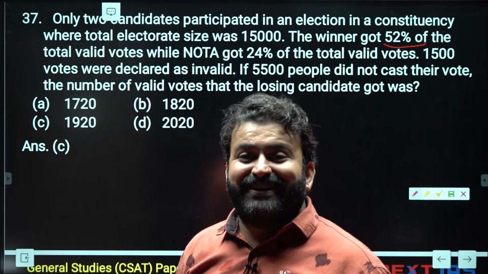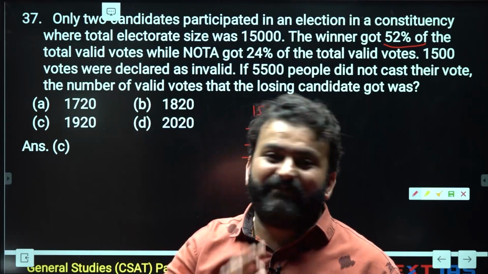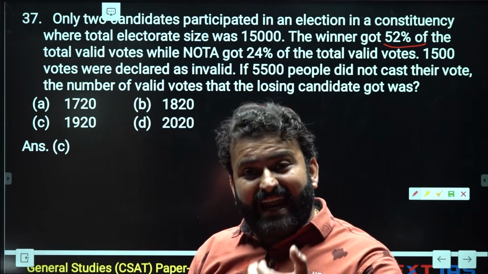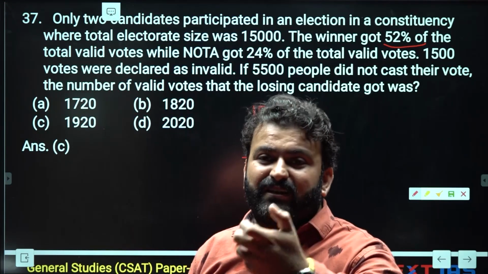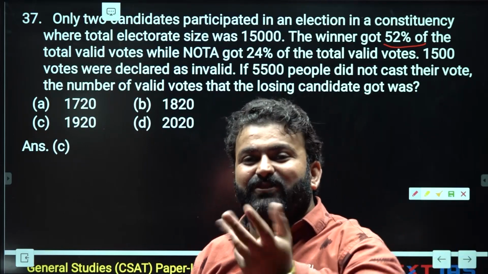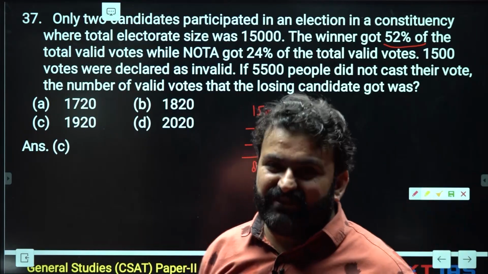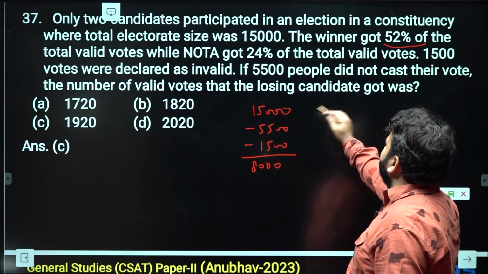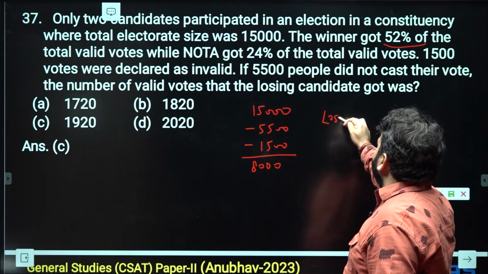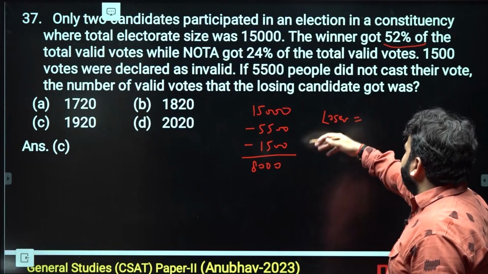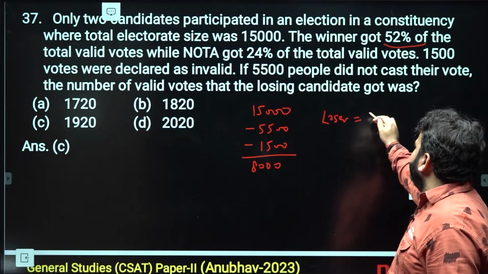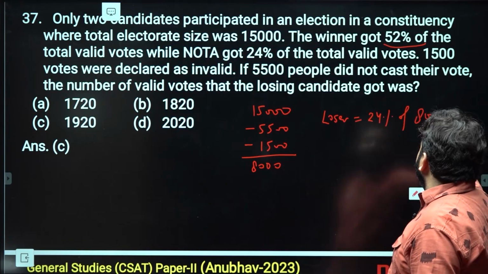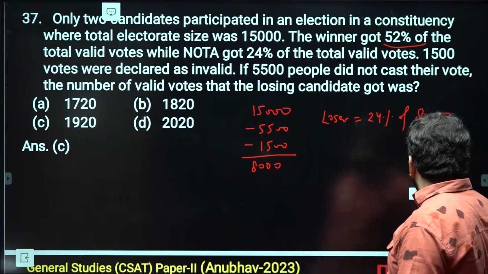NOTA got 24%, so out of 100, 24% went, that is 76%, and out of that 76% the winner and loser share, winner gets 52%. So now the number of votes that the losing candidate got: loser got 76 minus 52, that is 24% of the total number of valid votes, that is 8000. Calculate it, you get 1920.